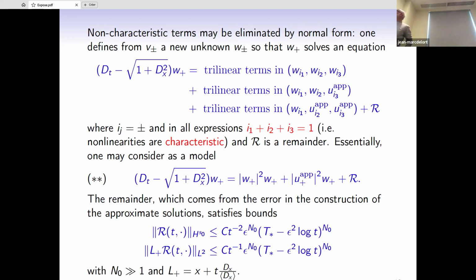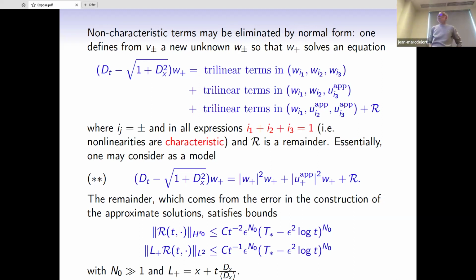Actually, it comes from the error when you plug your approximate solution in your equation. And because of that, you may arrange so that your source term decays like t to the minus 2, for instance. And moreover, when the time t goes to the blowing up time t star epsilon square, this term vanishes like a large power of that small quantity.